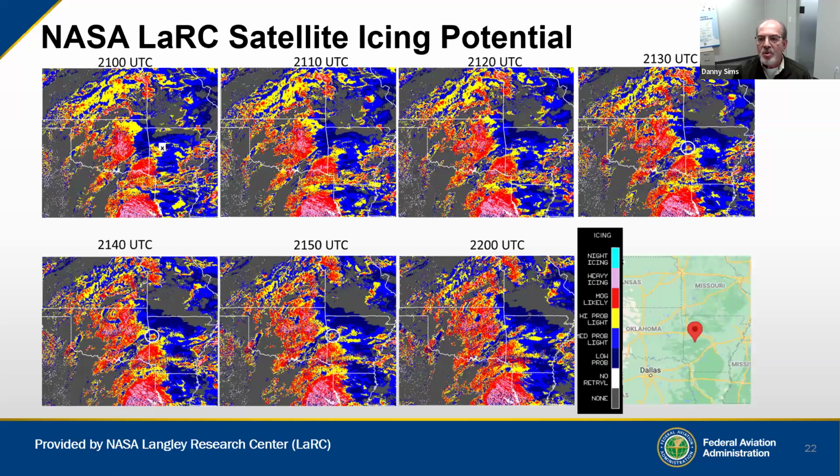NASA Langley also provided us another experimental product, a satellite icing potential. If you look at that same area of western Arkansas, by 2130 you're starting to see this yellow and red area where the circle is. Yellow is a high probability of light icing, but the red means moderate or greater icing is likely. 2140, it continues to grow, 2150, and then at 2200 is when the aircraft finally impacted the ground.